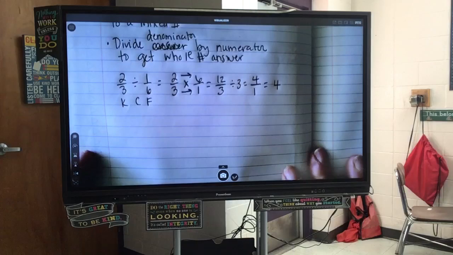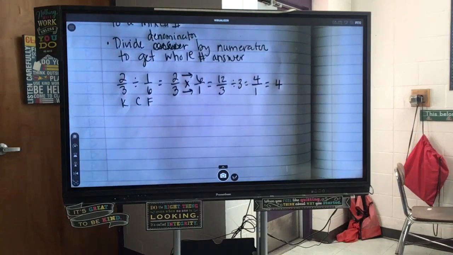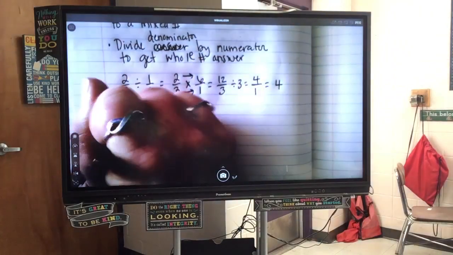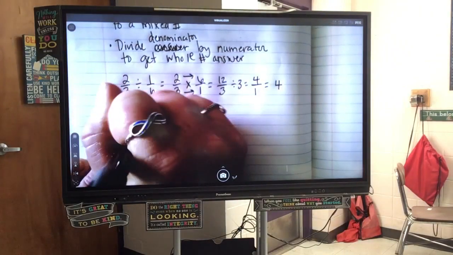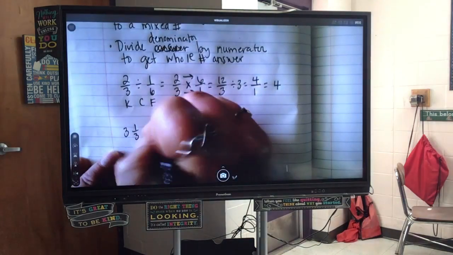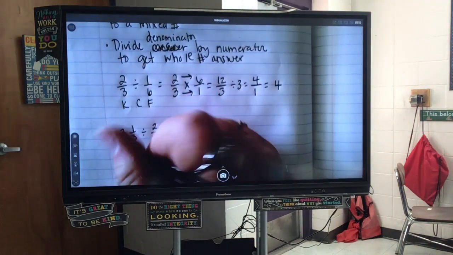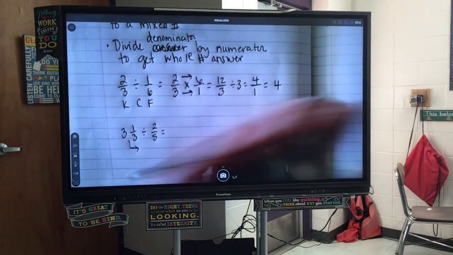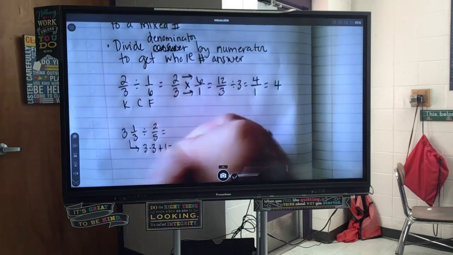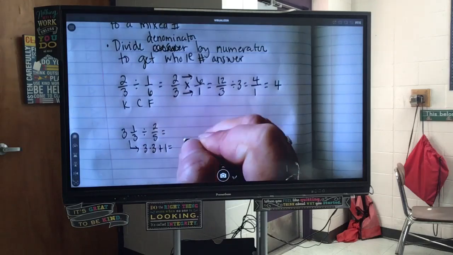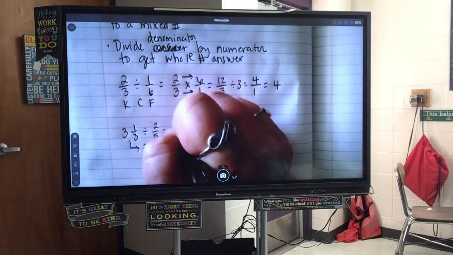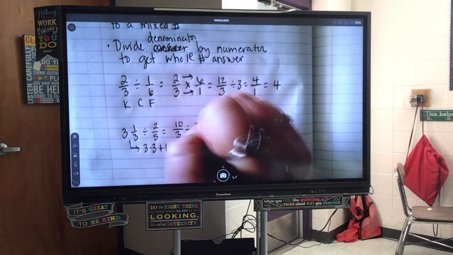How about we do a mixed number one? Okay. 3 and 1/3 divided by 2/5. Okay. Alright, so here we have to change this to an improper fraction, so we do 3 times 3 plus 1. 3 times 3 is what? 9. 9 plus 1 is 10. So this becomes 10 thirds divided by 2 fifths.